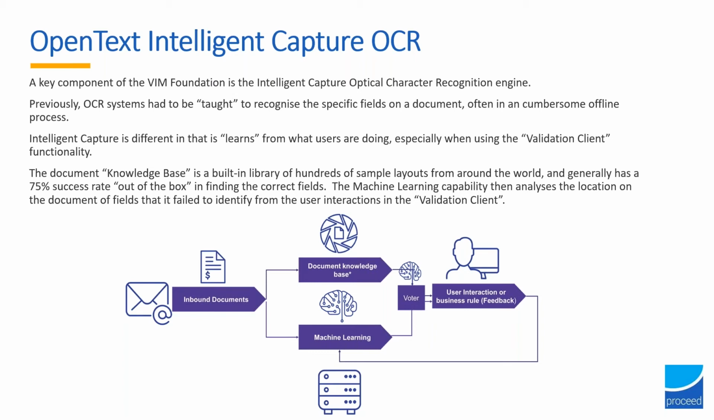So what this means is, from day one out of the box, probably 75% of the key header fields the intelligent capture could locate correctly. Then there's only that last 25% it needs to learn as you correct in the validation. All right.